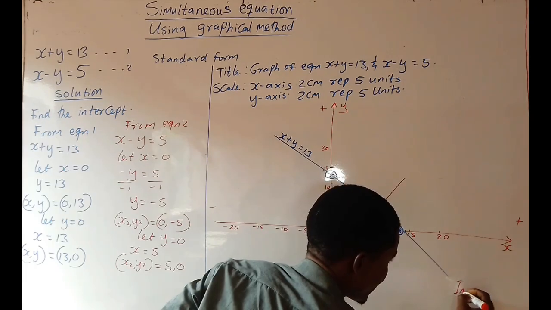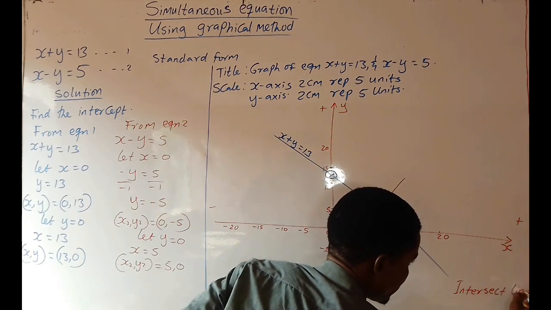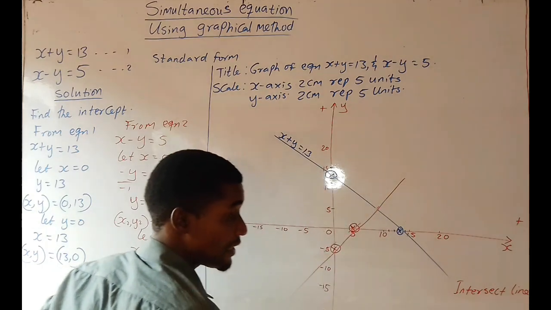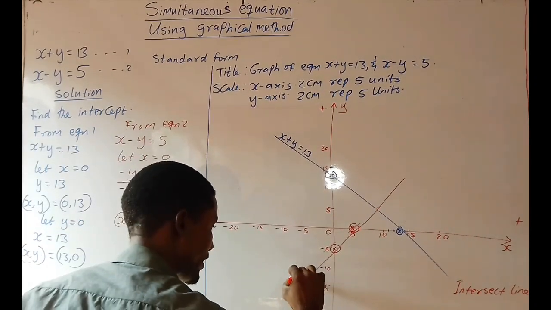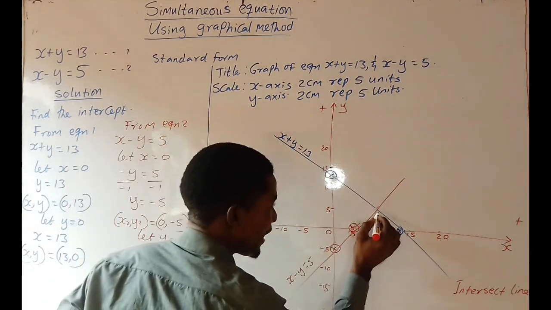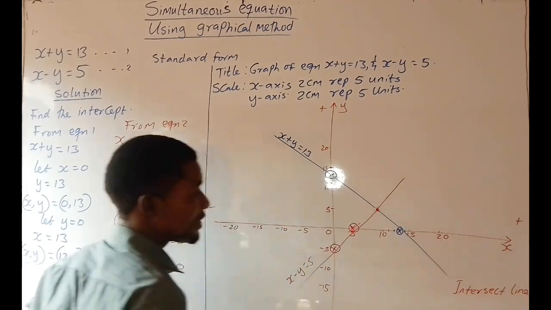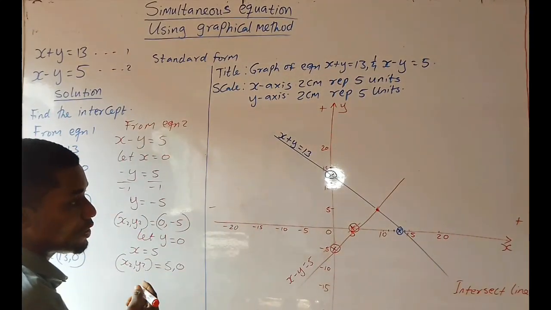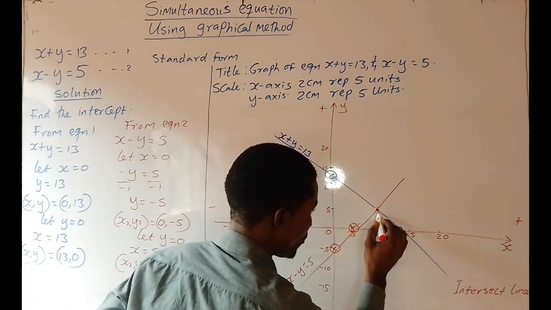Now it is an intersecting line. This is an intersecting line. For this line, this is the equation x minus y equals 5. So where the lines intersect is the solution to these equations. Now let's check where the lines intersect each other. So we have this.